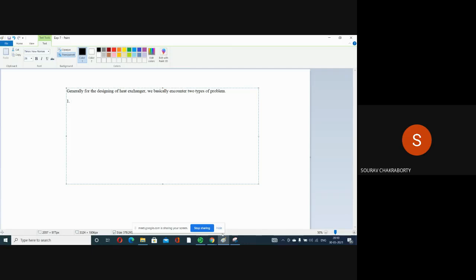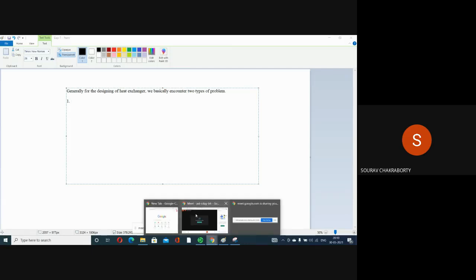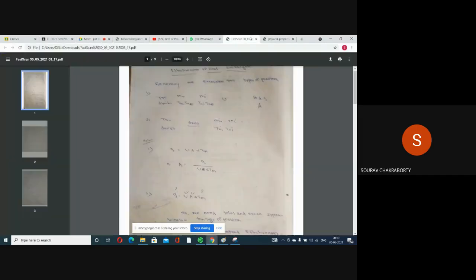you can see it from the notes also. Let me show it. The first one is that the values mH, that is the mass flow rate of the hot fluid, and the inlet and outlet temperature of the hot fluid, and then the mass flow rate of the cold fluid, and then the inlet and outlet temperature of the cold fluid, and the overall heat transfer coefficient are given. Okay, and we need to determine the area of the heat exchanger. This is one type of problem.